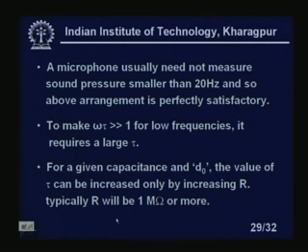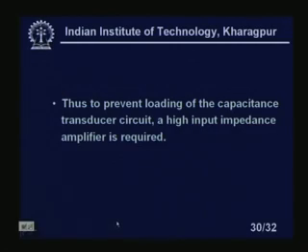For a given capacitance and D naught, the value of tau can be increased only by increasing R. Typically R will be 1 megohm or more. If you can make it 1 megohm or more, obviously omega tau will be quite large. So, even for low frequencies I can faithfully reproduce my original signal. Thus, to prevent loading of the capacitance transducer circuit, a high input impedance amplifier, a buffer amplifier, is required. There are various types of buffer amplifier, and it is not a big deal now to have a good buffer amplifier and make the reproductions.